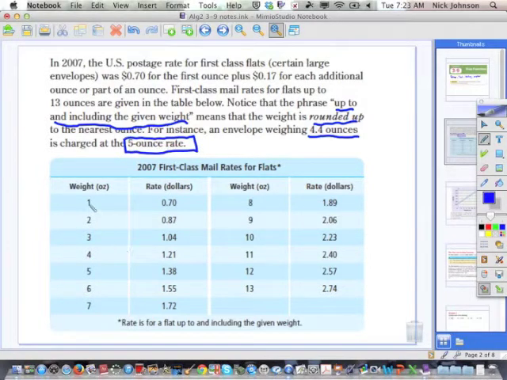As soon as your weight becomes 1.1, you are now paying for a 2-ounce postage stamp. As soon as you get to be 2.4, you're paying for a 3-ounce postage stamp, and so forth. As soon as you go past that whole number, you're paying for the next one over. So if I had a package that weighed 3.3 ounces, I'm paying for a 4-ounce package, which would be $1.21. Okay? How do we graph that?